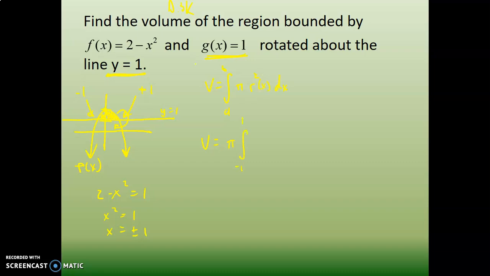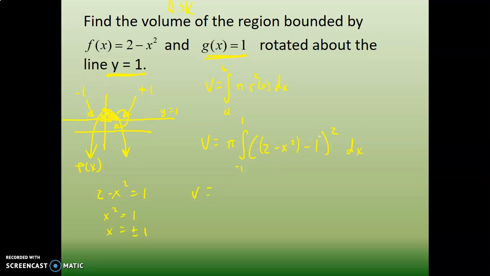The radius is always my function minus the axis of rotation. Now, we didn't really need to worry about the axis of rotation before because it was y = 0. But here we do need to worry about it. So my function is 2 minus x², and my axis of rotation is 1. I'm doing f of x minus the axis of rotation to get my r of x. Now remember that that whole thing needs to be squared, so we need to simplify it before we try to start integrating everything.